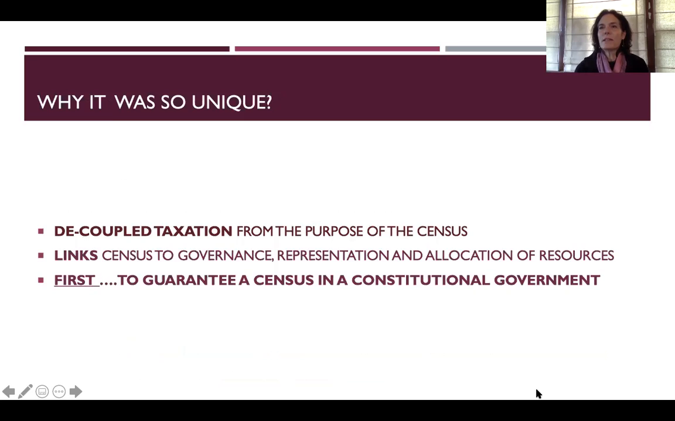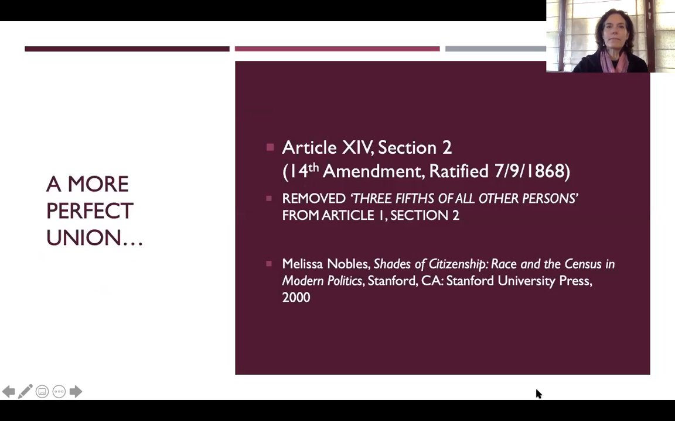Now, why was this such a unique moment in American history and in the Constitution? Well, first of all, it decoupled taxation from the purpose of the census. Secondly, it linked the census to governance, representation, and allocation of resources. It is the first constitution to guarantee a census in its founding document.